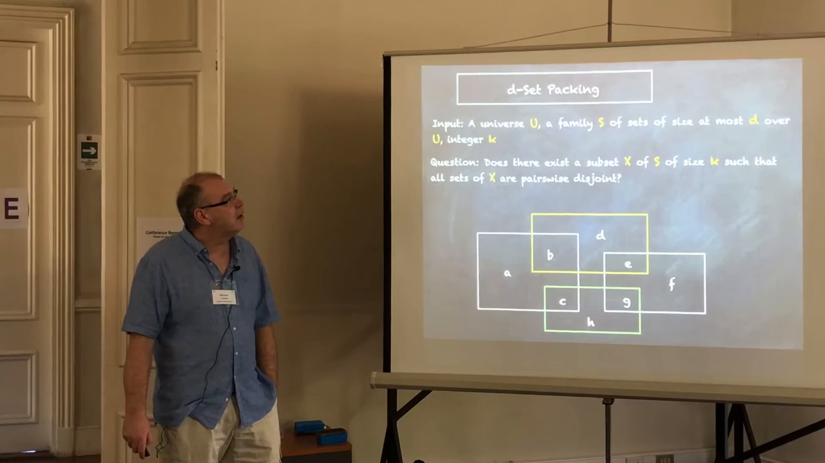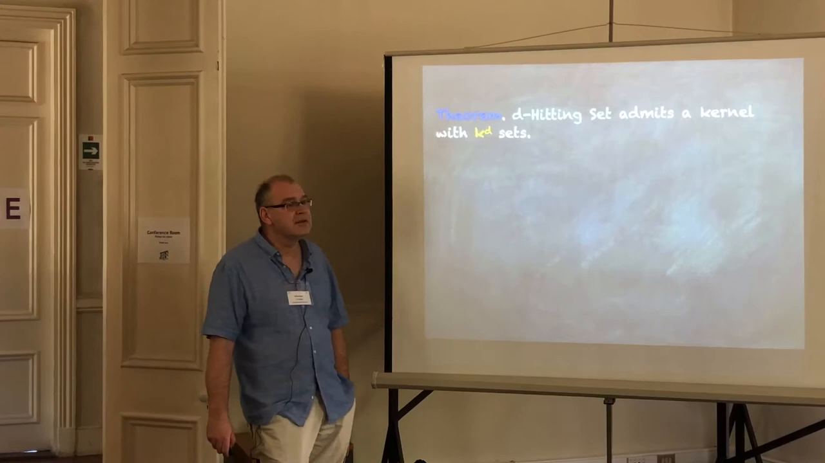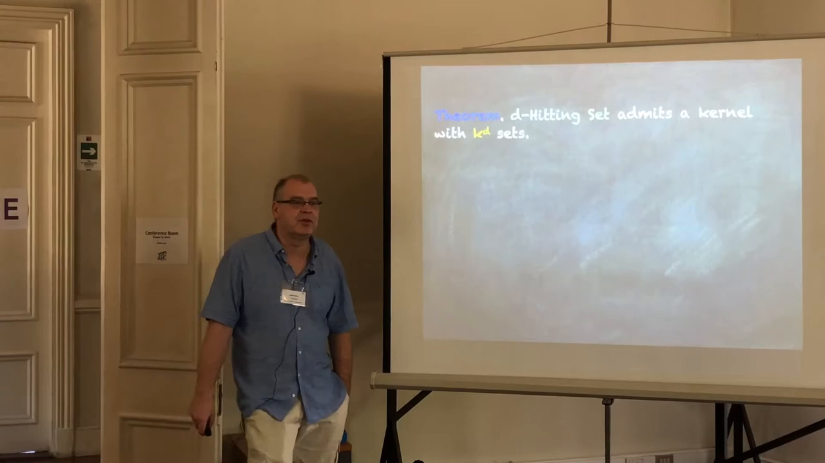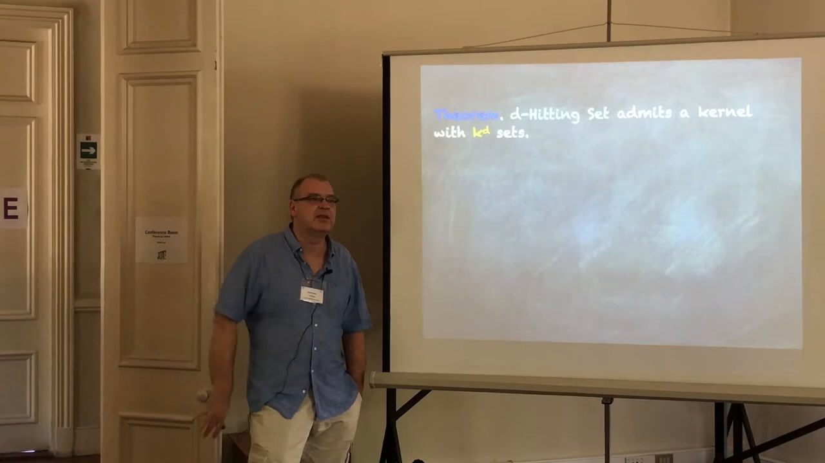But d here is fixed. Yes, it's polynomial, right? If d is part of the parameter, then the problem doesn't admit a kernel at all. It becomes like Dominating Set, and Dominating Set is W[2]-hard. So this is the other question you can ask.